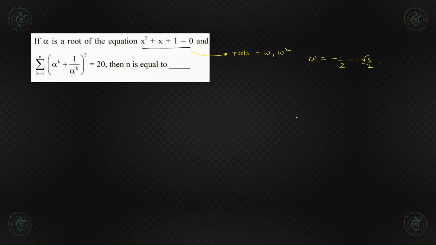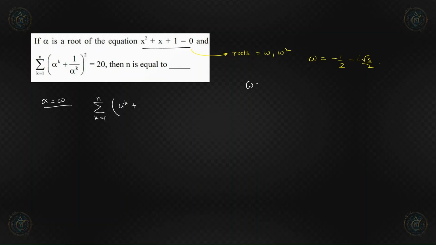Okay, so then we have summation k equal to 1 to n of (alpha to the power k plus 1 by alpha to the power k) whole square, this summation is equal to 20, right? So we can consider alpha to be either omega or omega square. It doesn't matter because this omega and omega square are symmetric about each other. So we can assume that, let's say, alpha equal to omega. Okay, so this summation is summation k equal to 1 to n, then omega to the power k plus 1 by alpha to the power k, right? So 1 by alpha we can write as 1 by omega, which is again equal to omega square.